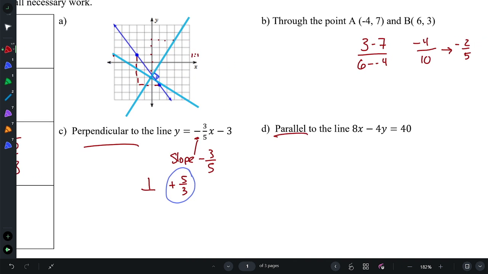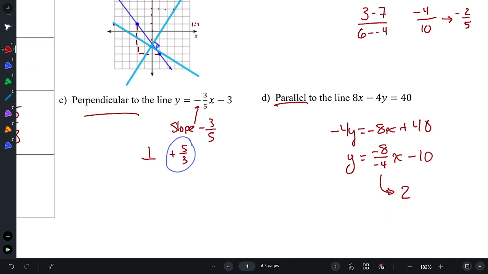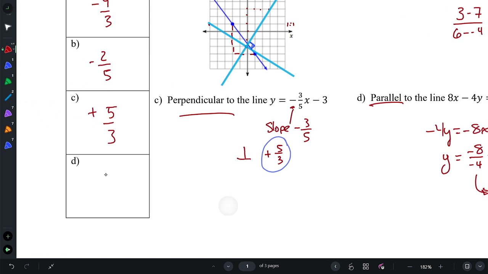Next, I want a slope that is parallel to this line. Of course, the question is, what is the slope of that line? So I'm going to transform that into slope-intercept form by subtracting 8x from both sides. So I'll have minus 4y is negative 8x plus 40, and then I'm going to divide everything by negative 4. So y equals negative 8 divided by negative 4x, and then minus 10. So this looks like a slope of positive 2, right? Negative 8 divided by negative 4 is positive 2, and because it's parallel, it would have the same slope. So I could say the slope is 2, or you could write up 2 over 1.